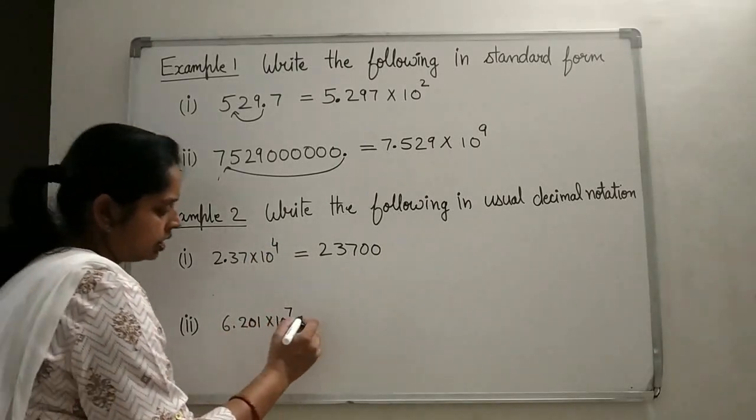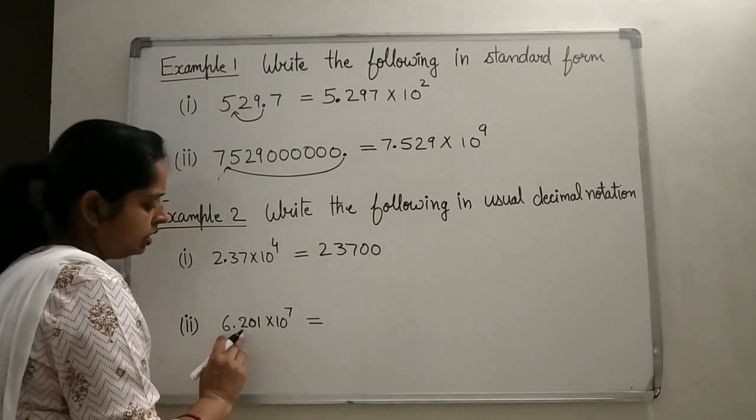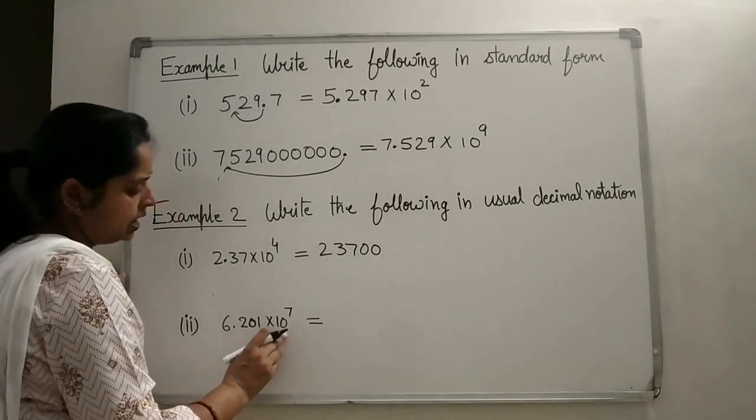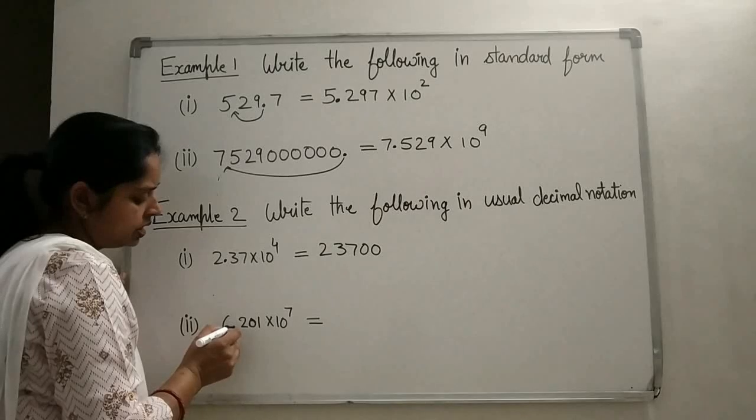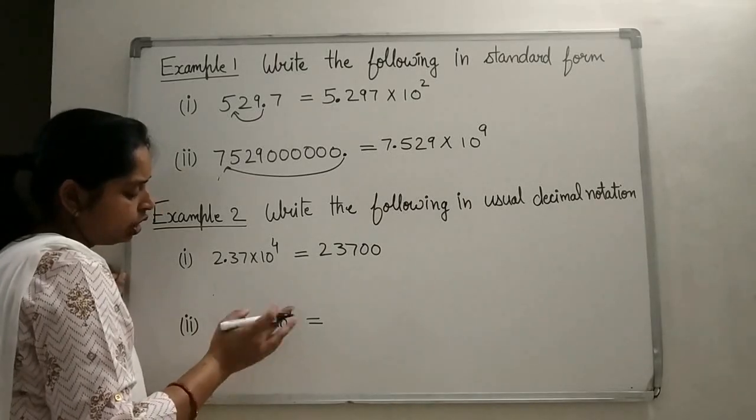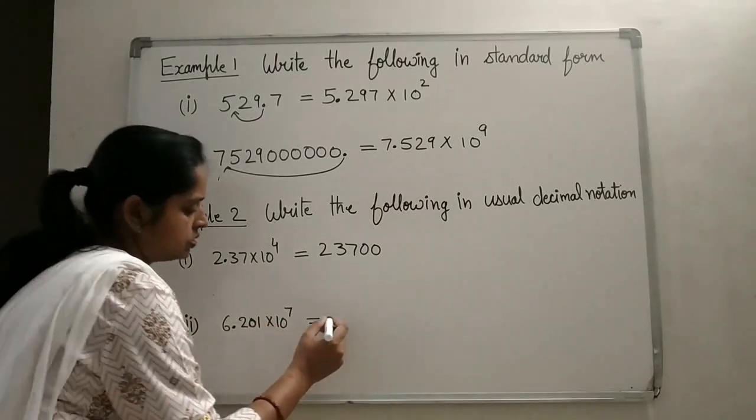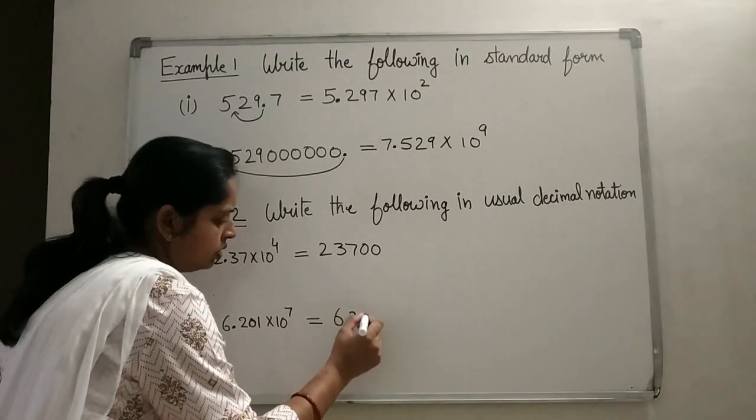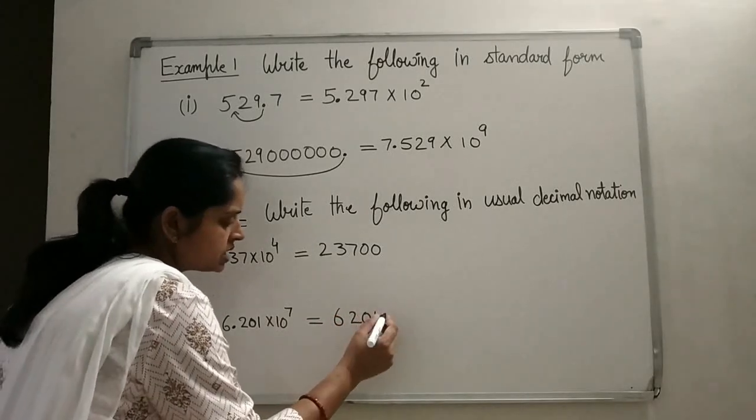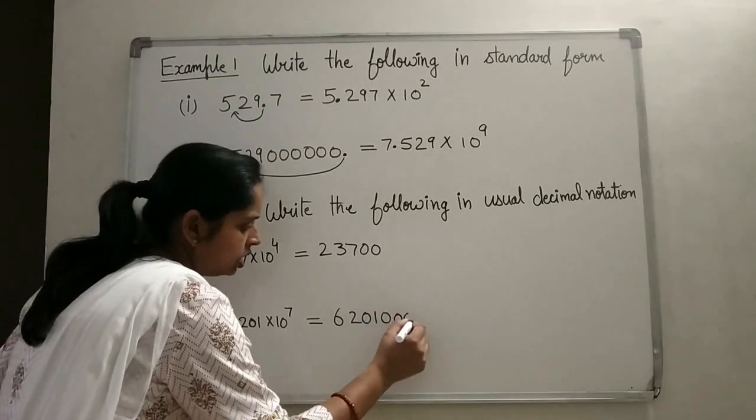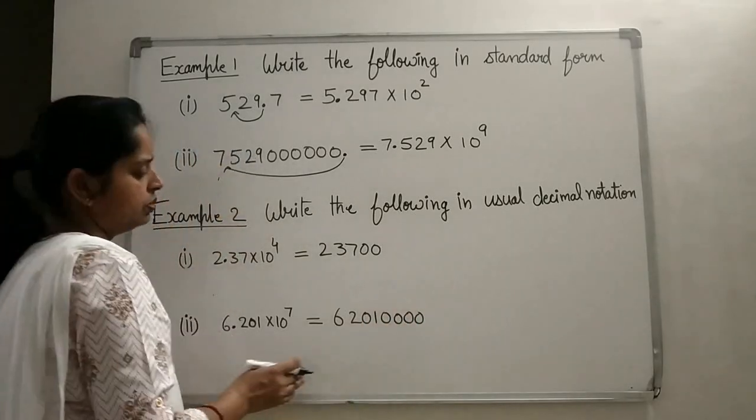Now see here, again we have a question like 6.201 multiplied by 10 to the power 7. So we have to move the decimal to the right hand side. How many places? 7 places. So 6201. 3 places I have already moved, so I need 4 more places. So 1, 2, 3, 4. I have to put 4 zeros. Okay?